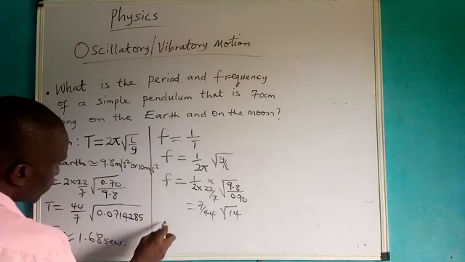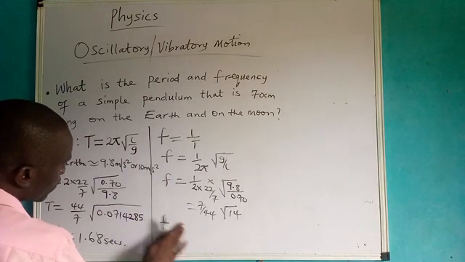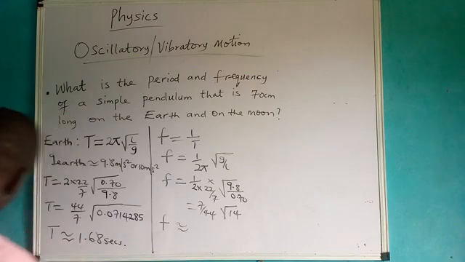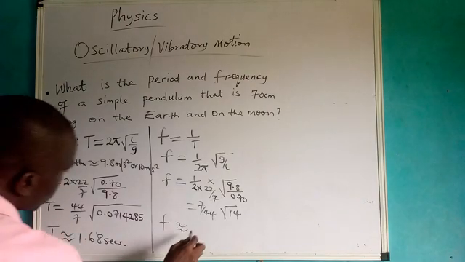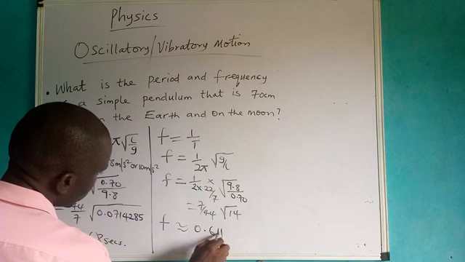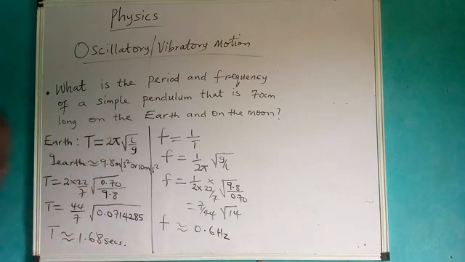Meaning that we're going to have our f, approximately from the calculator, 0.6 to 1 decimal place hertz. That's 0.6 hertz. That is for the frequency. Now this one is at the earth's surface.